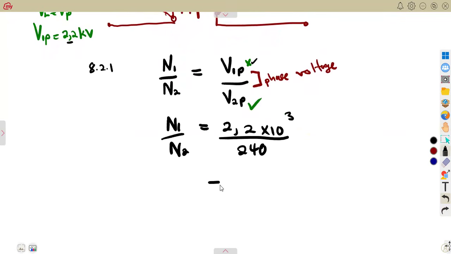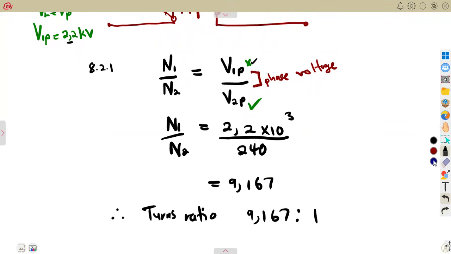If you divide, that is going to be 9.167. So our turns ratio in this case is 9.167 to 1. Remember, the turns ratio is given as whatever you get to 1, so if it is 2 to 1, 3 to 1, like that. So that's our turns ratio, from the phase voltages, which is the most important part.